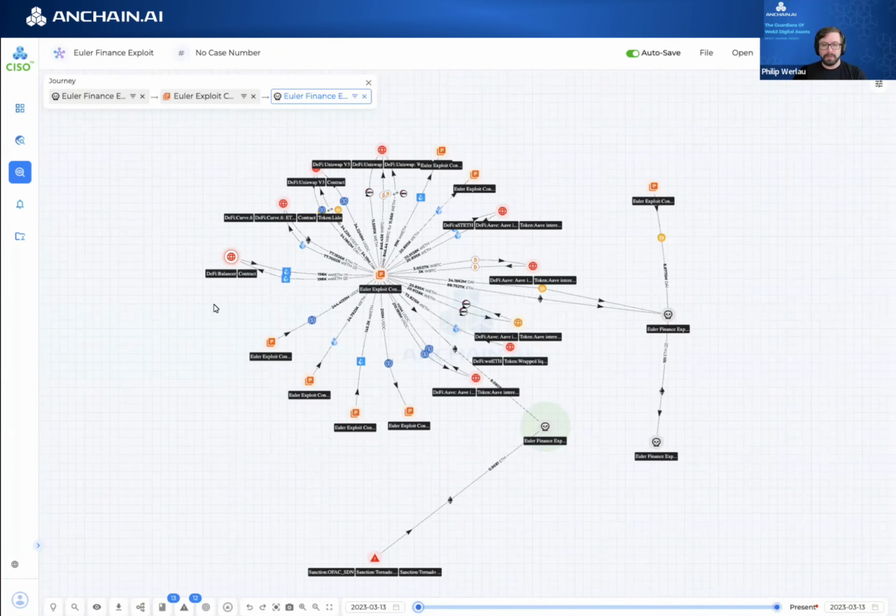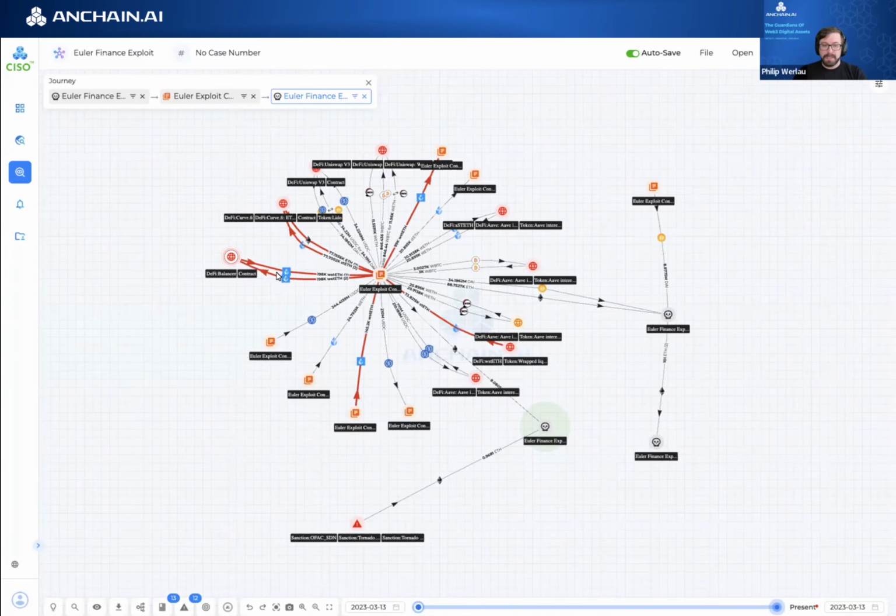This is the Euler attack in our CISO asset tracing platform. And we can see here, they start out by borrowing balances from Uniswap and Balancer. These are our flash loans. And then they use those funds to attack the Euler contracts. So they're putting in money, they're exploiting the protocol, and then taking out a profit.